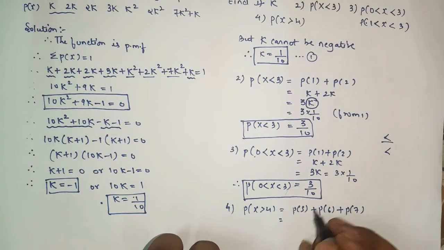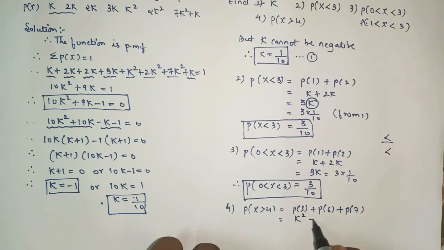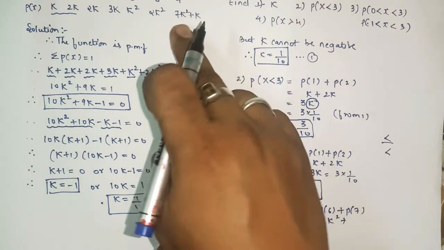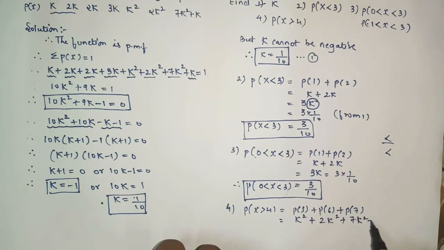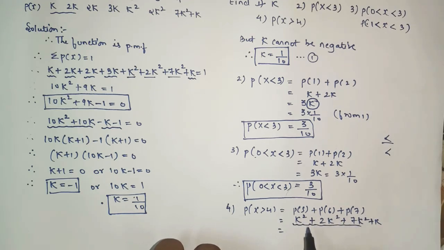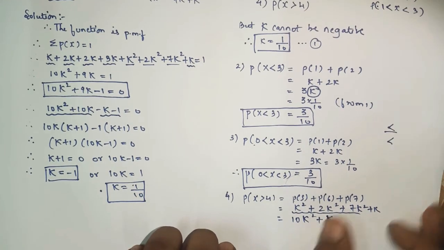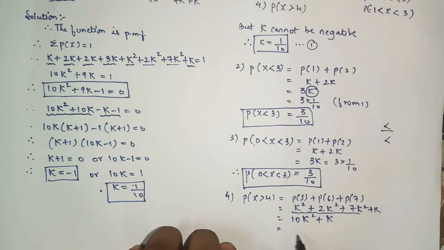Understood? So P of 5 is k square, P of 6 is 2k square, and P of 7 is 7k square plus k. You will add all the k squares, so here you will get 10k square, and you will be left with k. Now simply replace the value of k by 1 by 10. Yes or no?